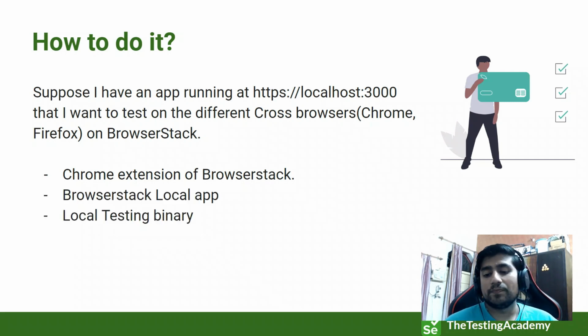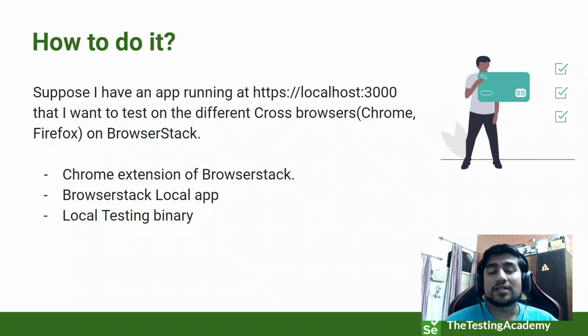You basically have three ways that you can use. The first and the easiest way is to use the Chrome extension of BrowserStack. For example, there's a particular application that you are running on port 8080, and you want to check this application on different platforms, different OS versions, different Chrome versions, different Firefox versions, Safari, whether it is working or not on different resolutions, then you can do that.